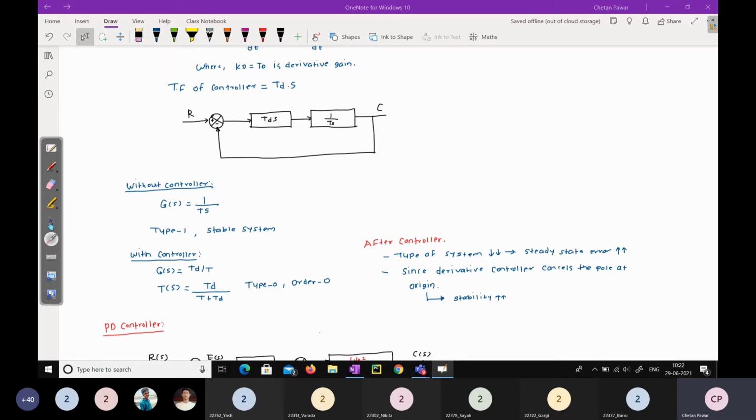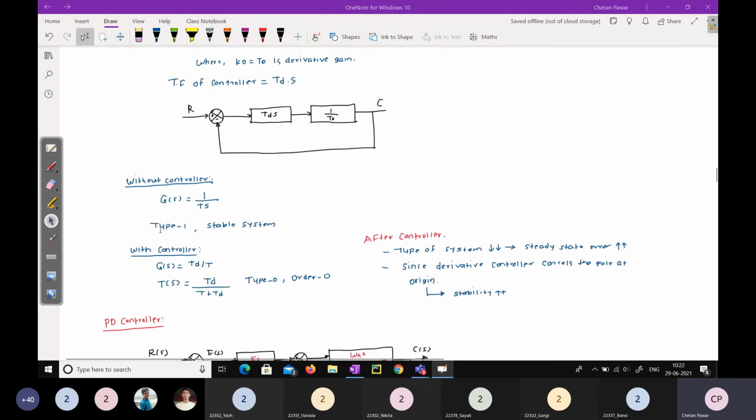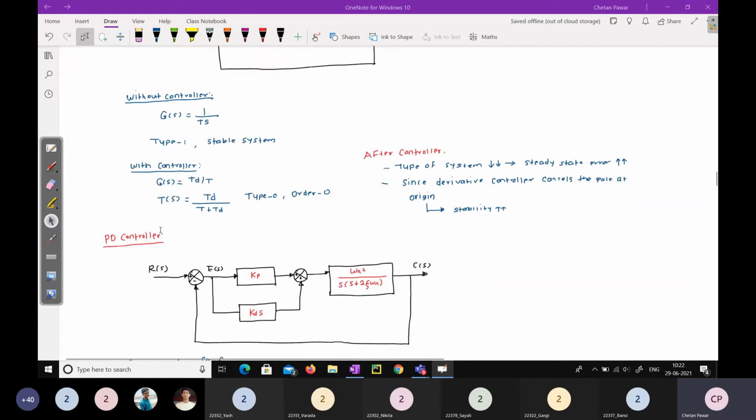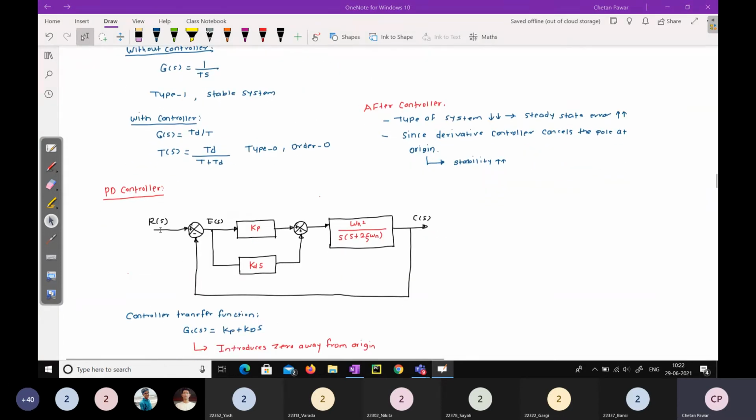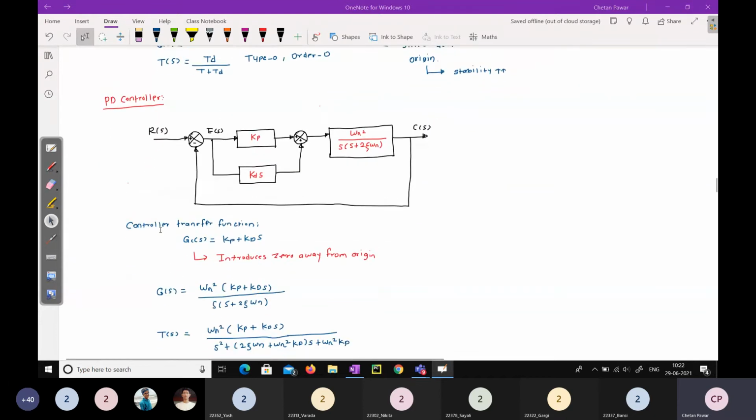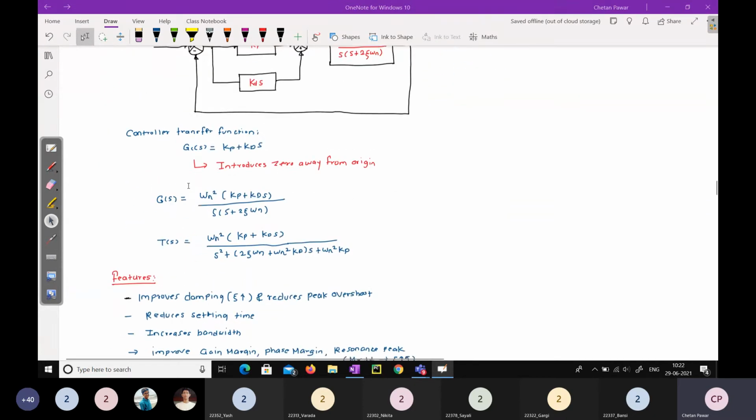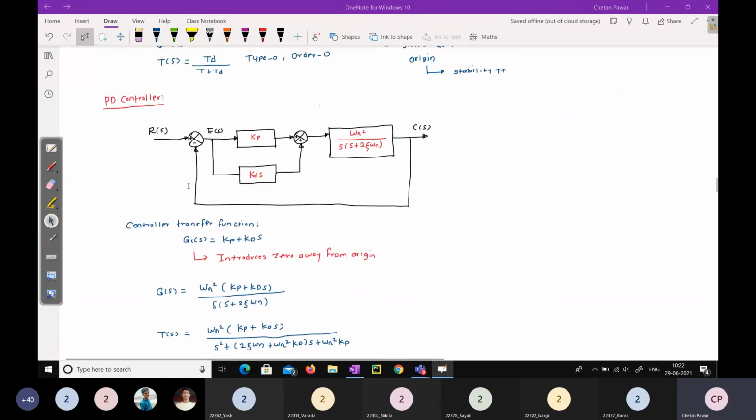So generally, because of this disadvantage, steady state error increases, we don't use the derivative controller alone. We always use it with PD or PI or PID controller, that way. So the next controller is the PD controller.